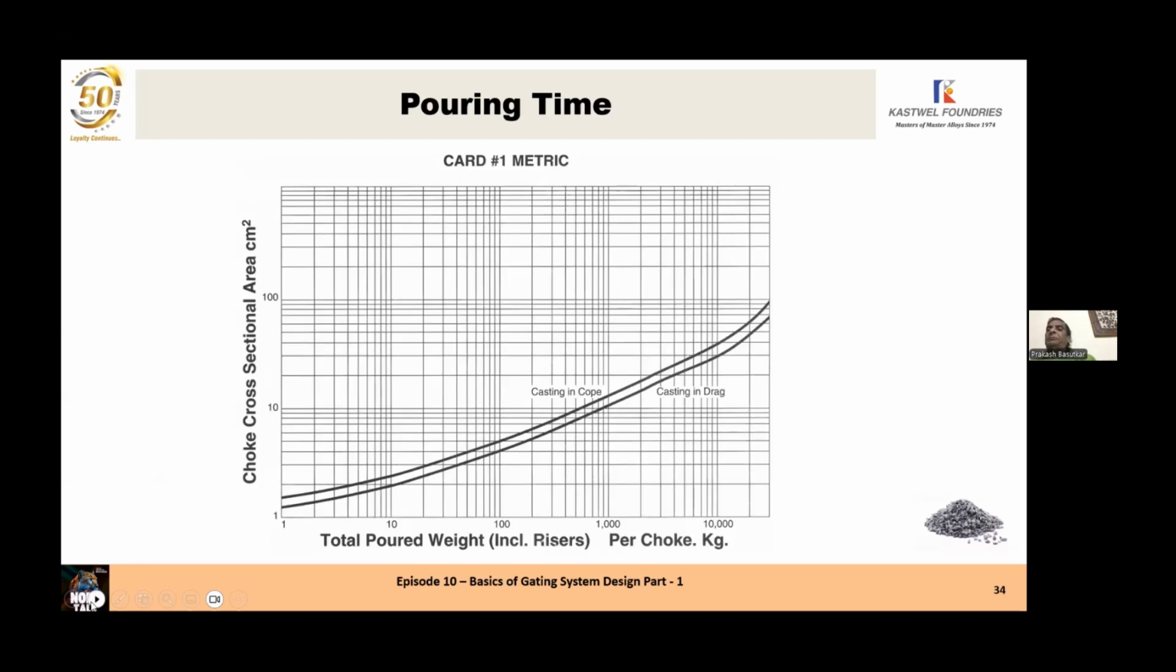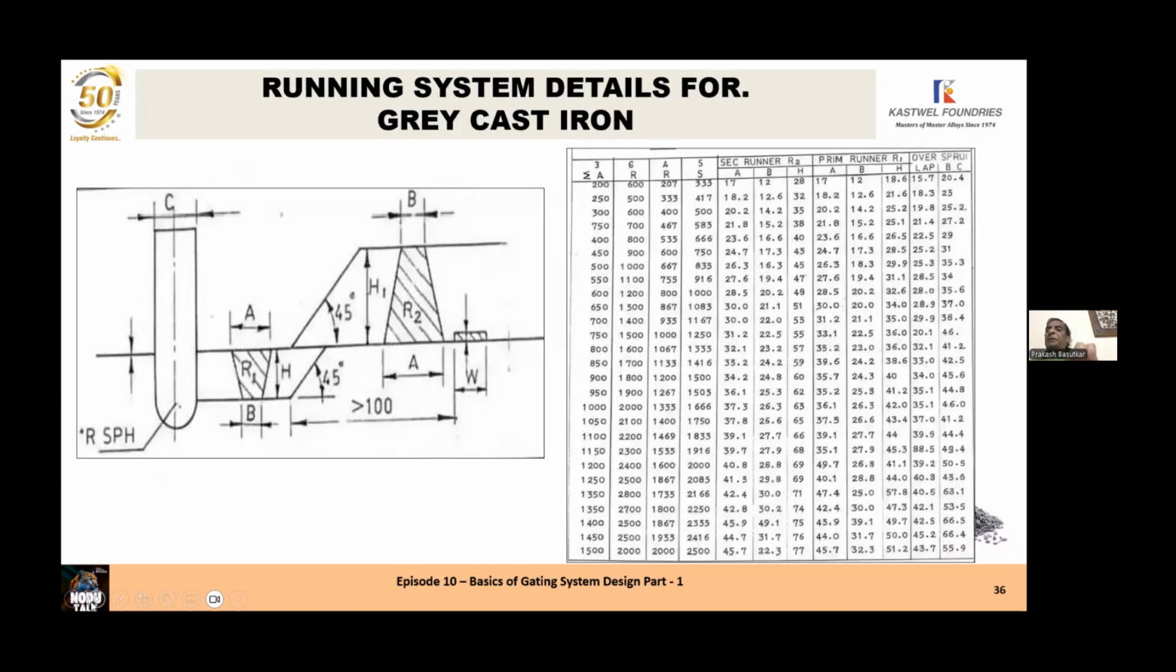This is a pouring time chart. Choke cross-sectional area can be obtained from the weight of the metal poured per choke. And this is also the same. Here I've given you, if you have got individual choke areas, you can design the whole gating system from this table. All the parameters are defined.